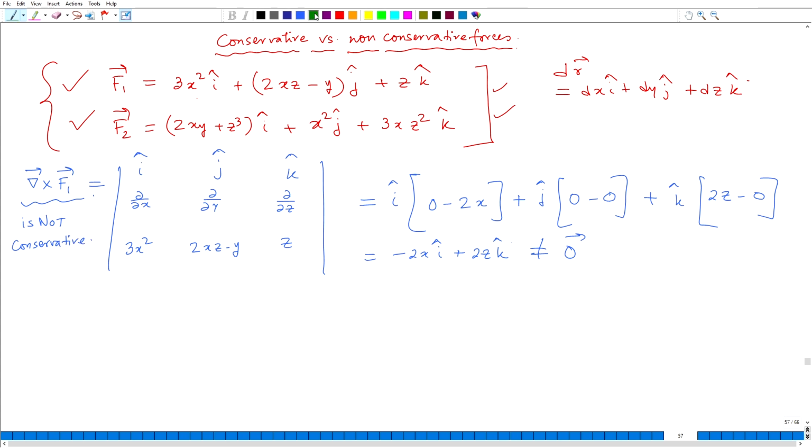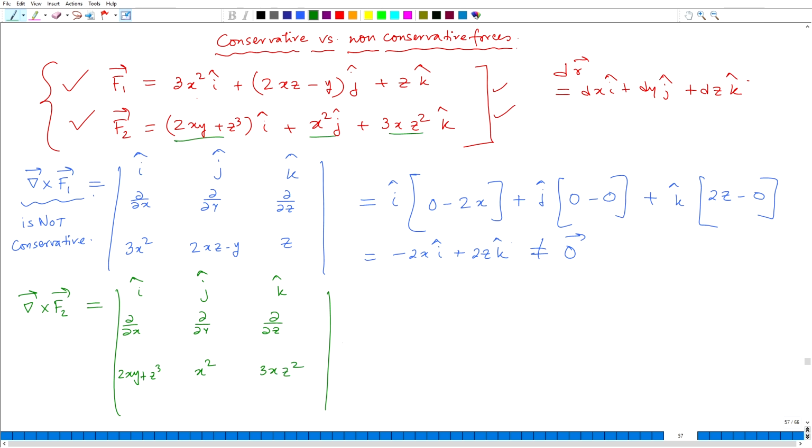What about the force field F2? Okay. So, for F2 I am also calculating the curl now. So, that will be del/del x, del/del y and del/del z. So, 2xy plus z cube, x square and 3xz square, that is what is written over here. So, what will be the curl? i cap will be, so this will be 0, del/del y of 3xz square will be 0, del/del z of x square will also be 0, plus j cap.